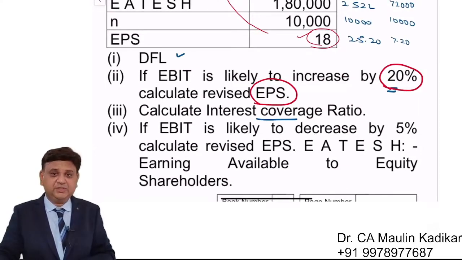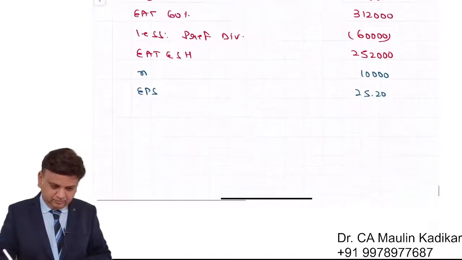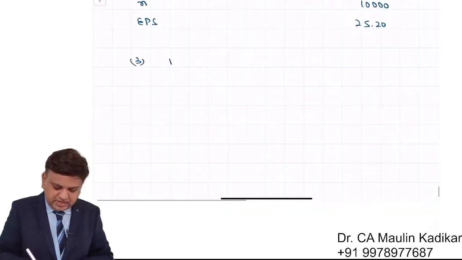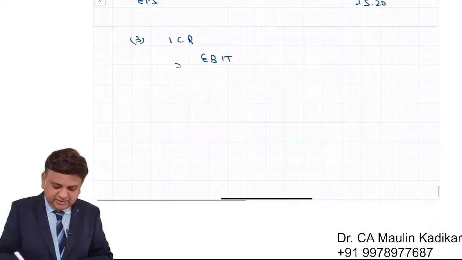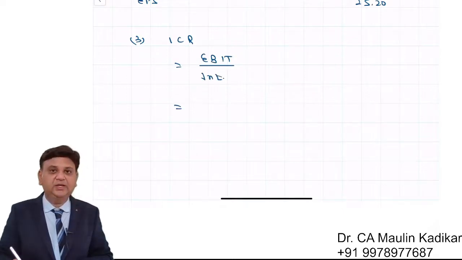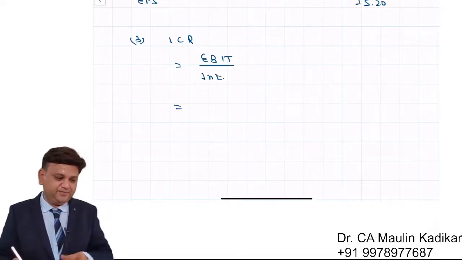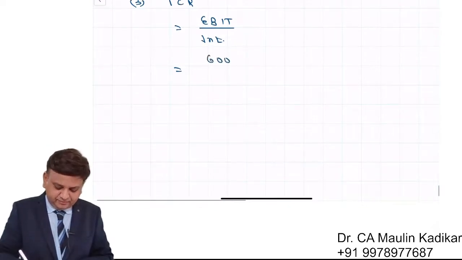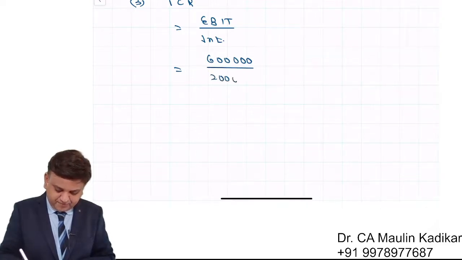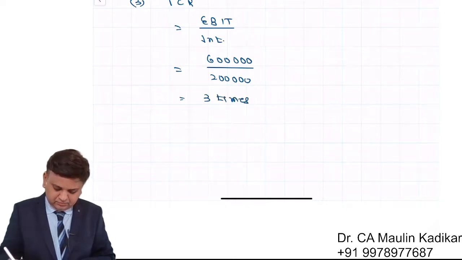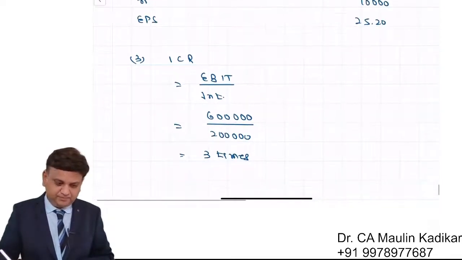Calculation of interest coverage ratio. So third question, ICR, interest coverage ratio. It will be found as EBIT upon interest. So that formula is not going to change. That formula is not going to be influenced by the information of the preference dividend. So EBIT is 6 lakhs. Amount of interest is 2 lakhs. So the answer is 3 times. That is the interest coverage ratio.